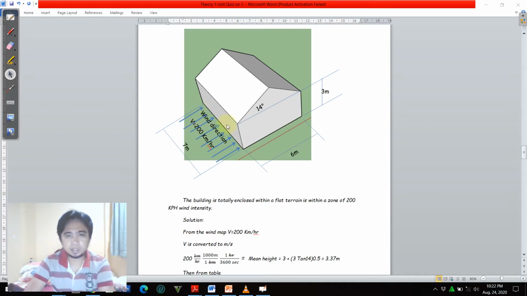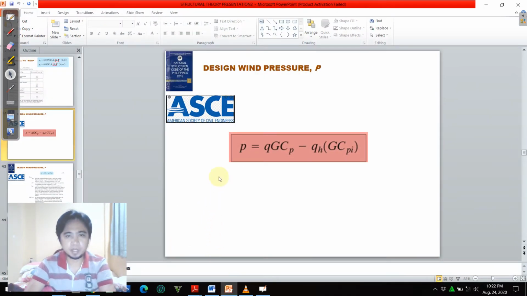So the length that is perpendicular to the wind direction is what we call the width, or B. And the opposite dimension, or the parallel dimension to the wind direction, is what we call the length, or L. Here we are tasked to determine the pressure on the windward side of the wall, and the opposite side of the wall is what we call the leeward wall.